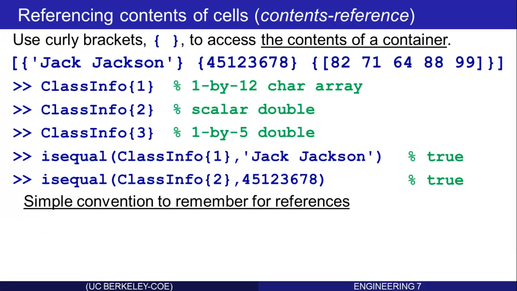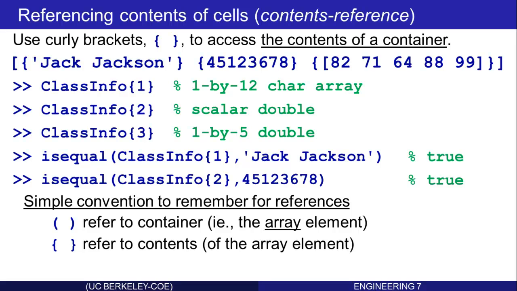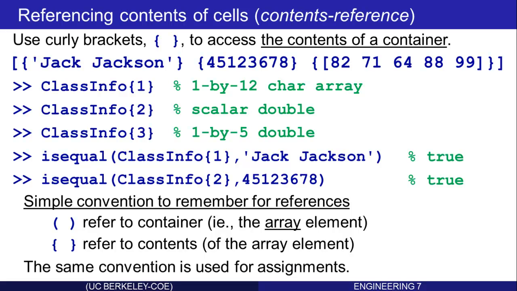Notice the difference. The simple convention to remember for these references is that parentheses always refer to the array elements. And for cell arrays, the array elements are the containers. That's why when we use a parentheses reference on a cell array, we extract the containers along with their contents. For cell arrays, curly brackets are used to refer to the contents of an array element and not the array element itself. We'll see in a few slides that the same convention is also used for assignments, although up till now we've only been talking about references.